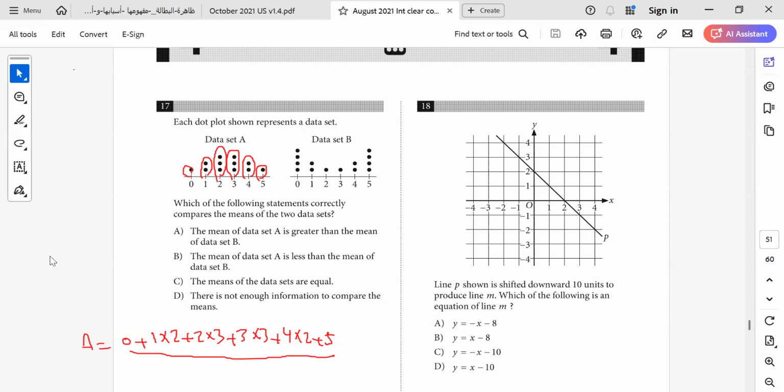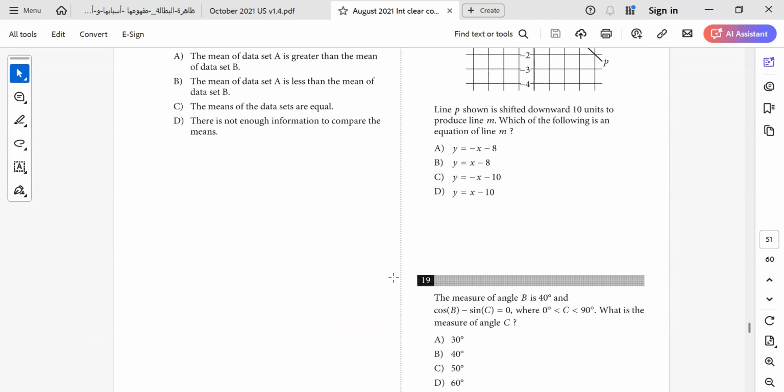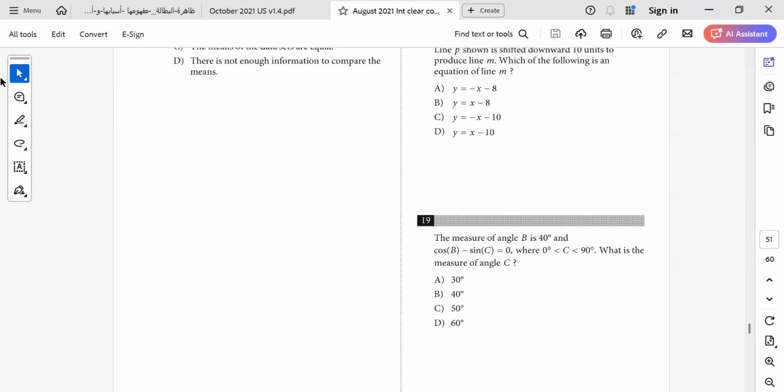Okay. Next, guys. Up to 20. Question number 19. If I bring the sine to the other side, so now sine equals cosine, right? Cosine B equals sine C. So what do you know about B and C now? They add up to 90. One of them is 40. The second should be 50.